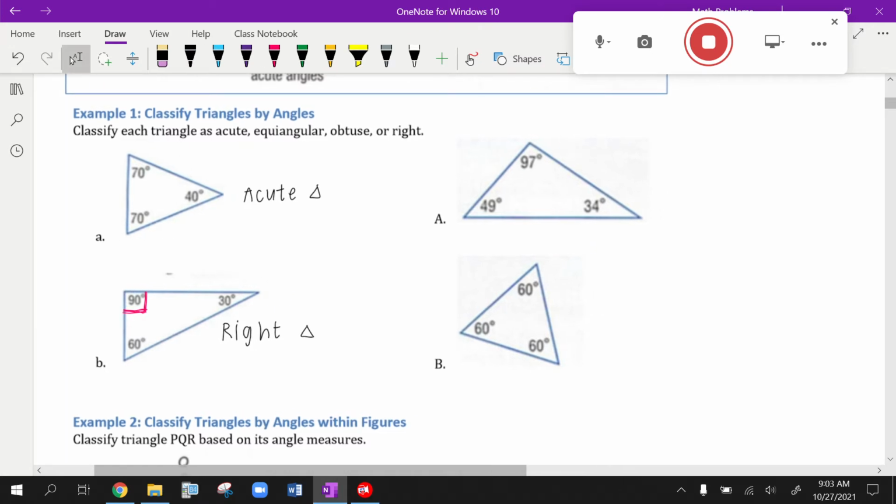The correct answer for part A is obtuse, because it has an obtuse angle here. And the correct answer for B is equiangular because all three angles have the same measure.